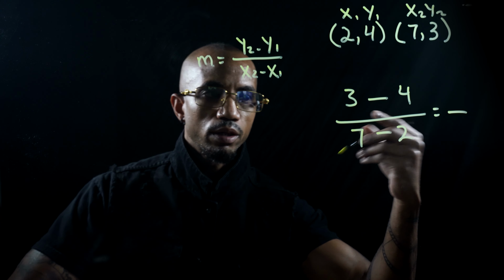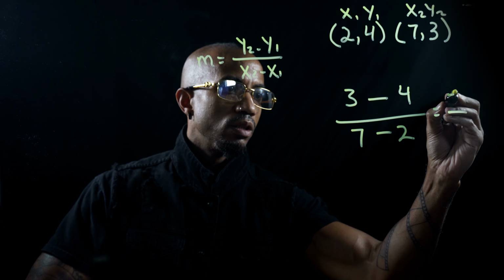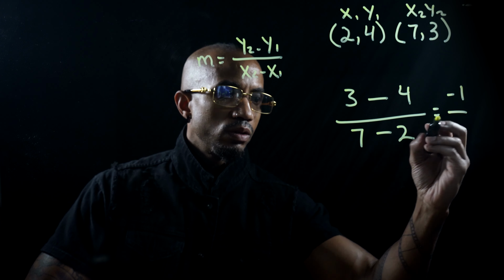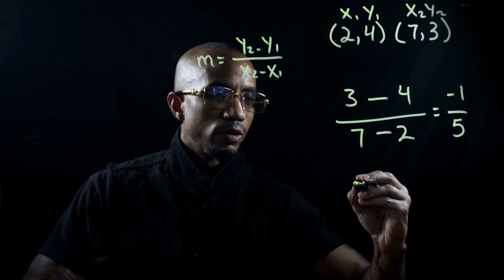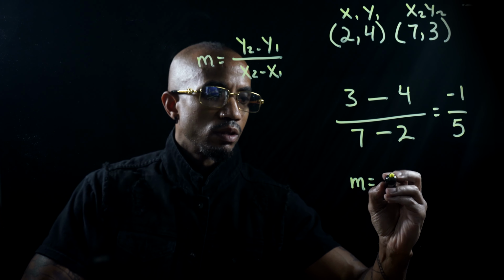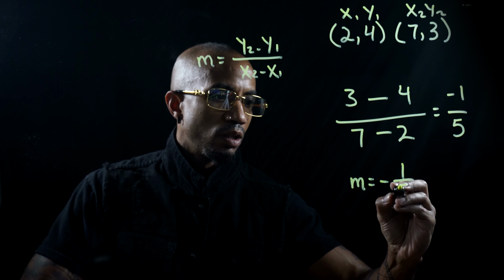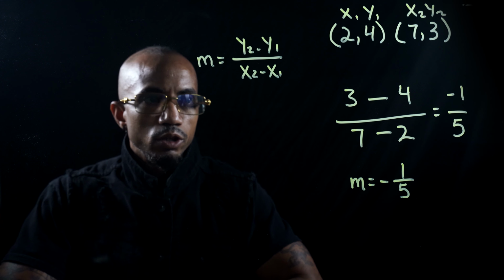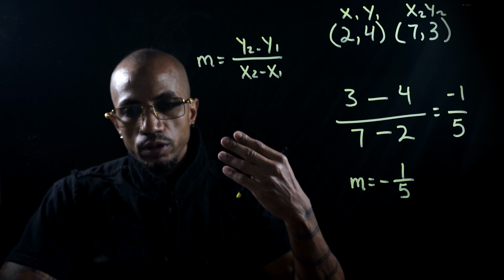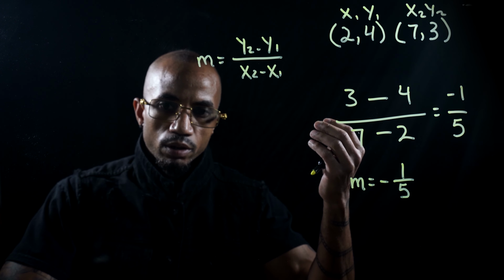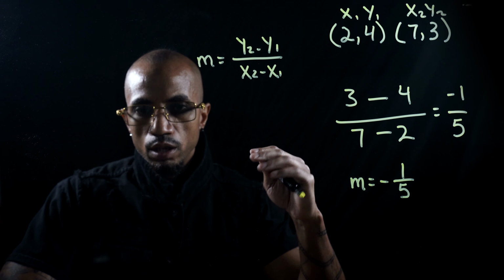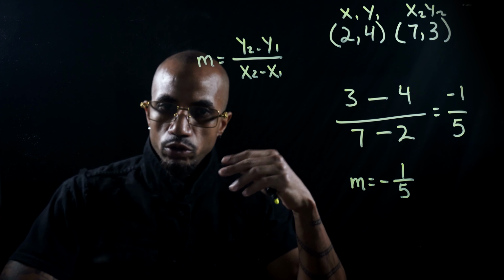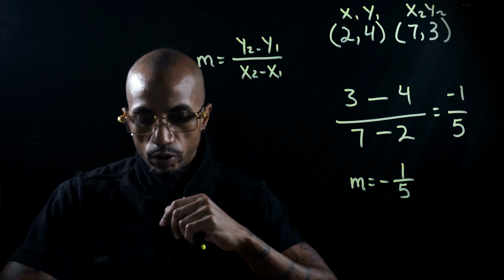Okay, and now we subtract. 3 minus 4 is negative 1. 7 minus 2 is 5. So our slope is negative 1/5. There you go. Slope from 2 points. Again, using the slope formula. If it's from a table or ordered pair, it's the same idea. We're using the slope formula, y2 minus y1 over x2 minus x1.